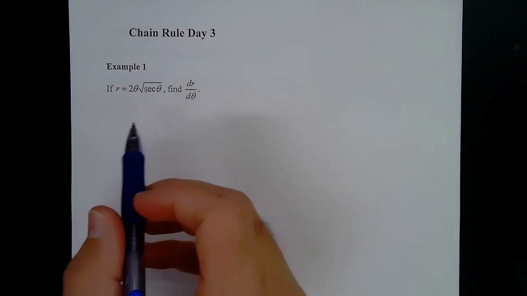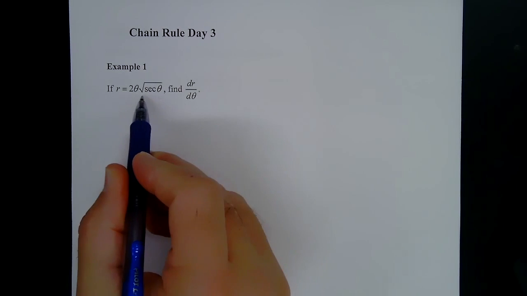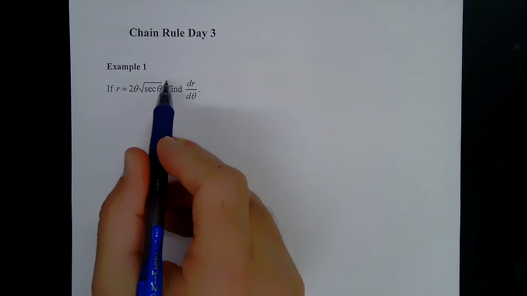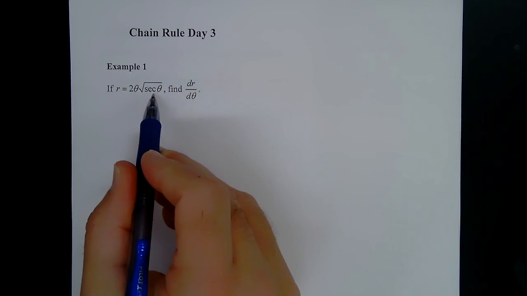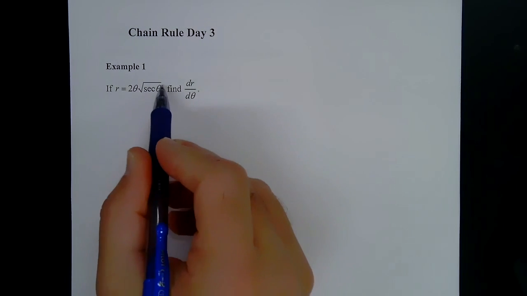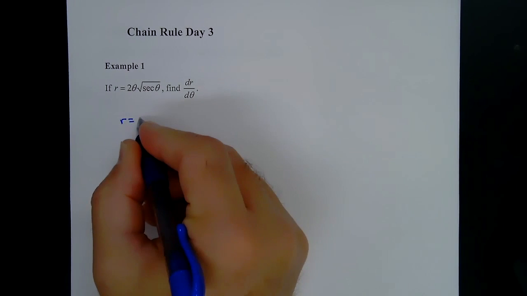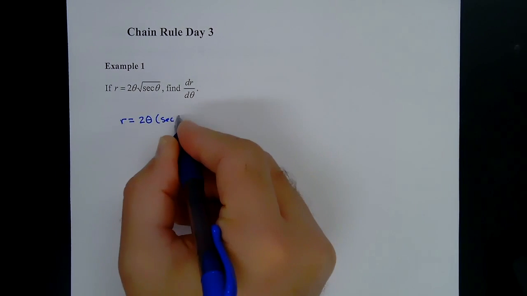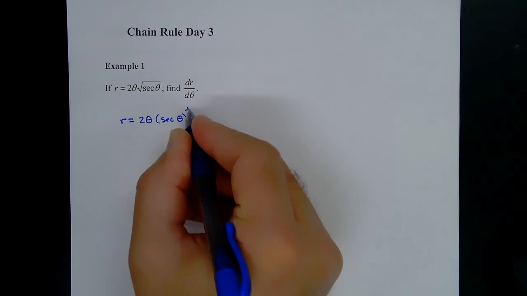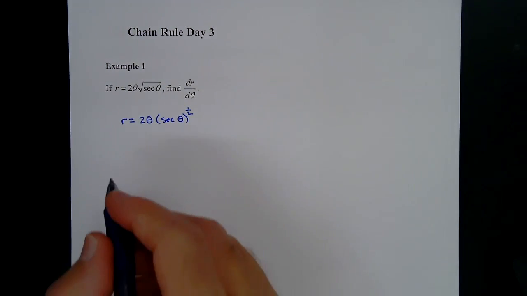Okay, so what we're going to have to do is, if you notice, there's a product here of 2 theta times the square root, okay? And then the square root, inside that, we have the secant theta. So that's why we're going to need the chain rule. But even before we start the derivative, we need to rewrite this. So this function becomes r is equal to 2 theta times secant theta raised to the 1/2 power. And so now we're ready to take the derivative, okay?